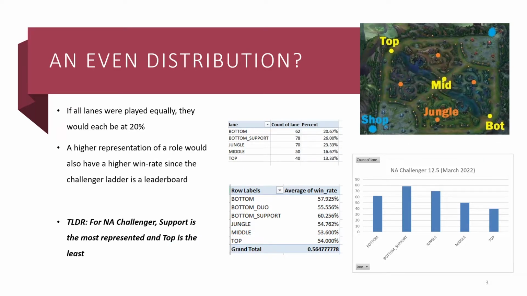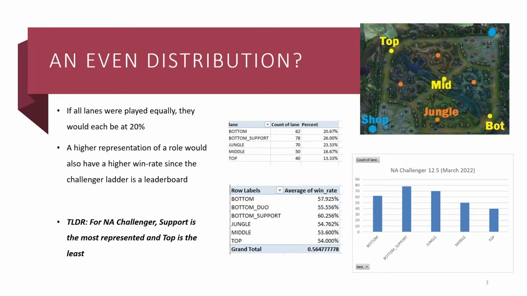So in short, here's my thesis. If every lane was played equally, they would see a 20% representation among challengers. So if you only care about that data, it's right here on the slide. If you win more, you'll climb higher and you'll be more represented in challenger.